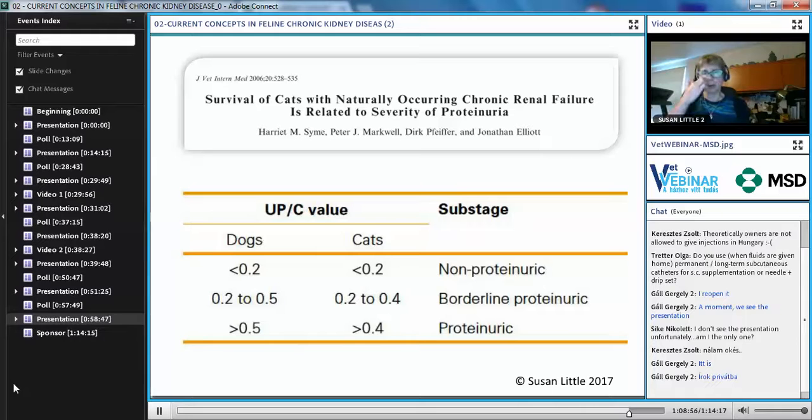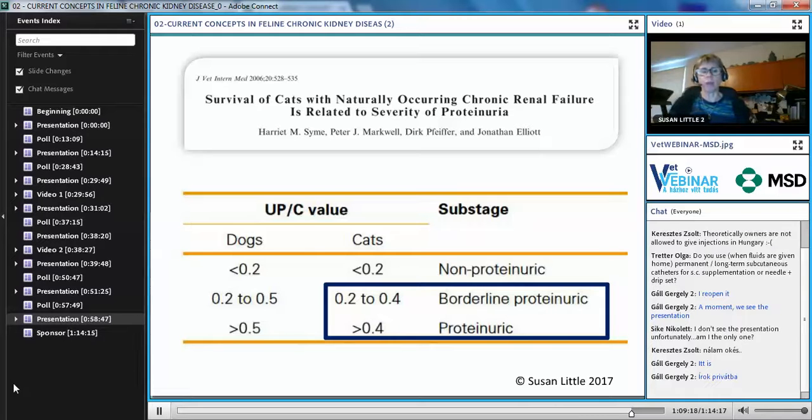And these are the staging by proteinuria. These are the levels that are recommended by the IRIS system. So urine protein creatinine ratios below 0.2 are considered normal in both dog and cat. The borderline group for cat is 0.2 to 0.4. It's 0.2 to 0.5 in the dog, and for the dog over 0.5 is overtly proteinuric, and in the cat it's over 0.4.